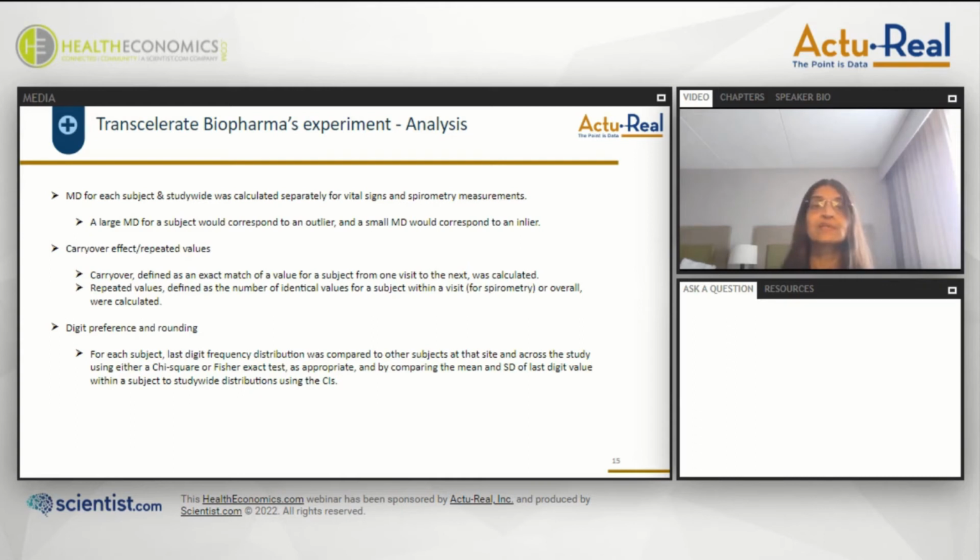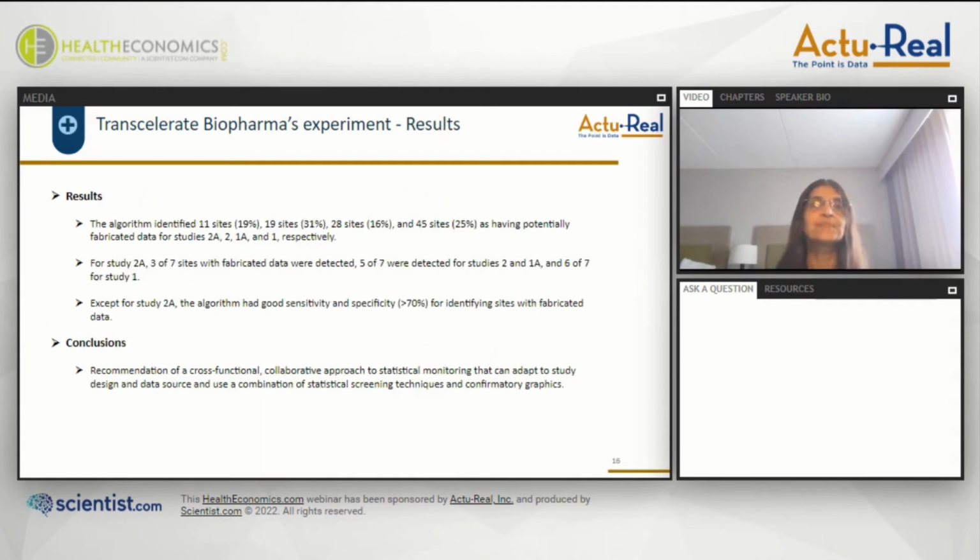So carryover effect is where values tend to be repeated for a subject from one visit to another, and repeated values is just the number of identical values across visits for a subject. There's also this issue of digit preference and rounding, which can also be tested and analyzed through these methods.